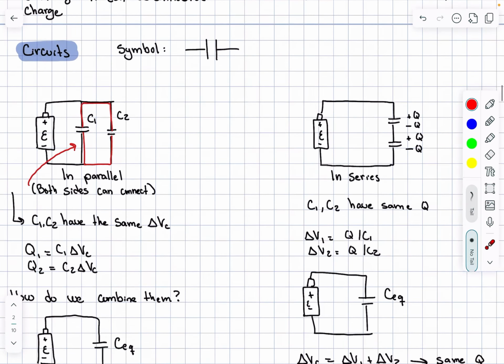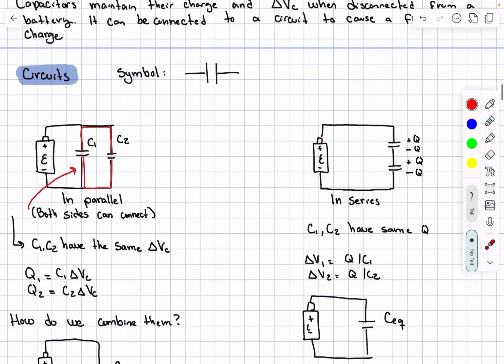So there's two types of circuits that we are going to encounter in this chapter. The first one is called a parallel circuit, and the second one is a circuit that's in series. Now the symbol for a capacitor is this here. So we have the two wires, and then we have our two plates like this.